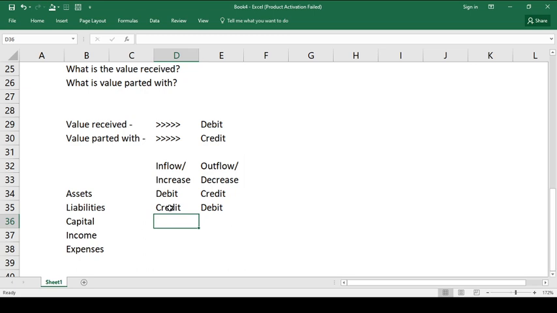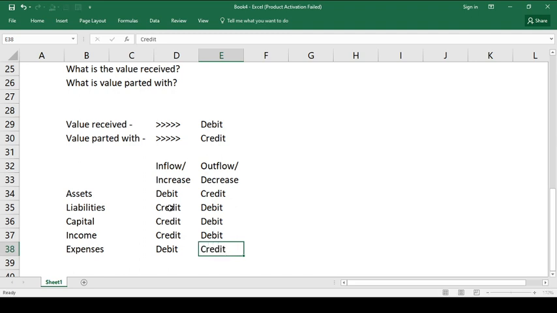On the capital side naman, if there is an increase on the capital of the company, there is credit. And then, if there is an outflow of capital, that is debit. On income, if there is an increase on income, that is credit. And if there is a decrease on income, that is debit. And then on the expenses, if there is an increase on the expense or usage, it must be debited. And if there is a decrease on the expense, it must be credited.